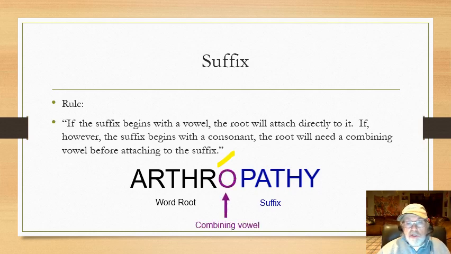Arthropathy just means a joint disease. All types of arthritis, arthritides, are arthropathies. So basically, arthropathy sounds good. Why? Because the pathy started with a consonant. Therefore, I need a combining vowel.